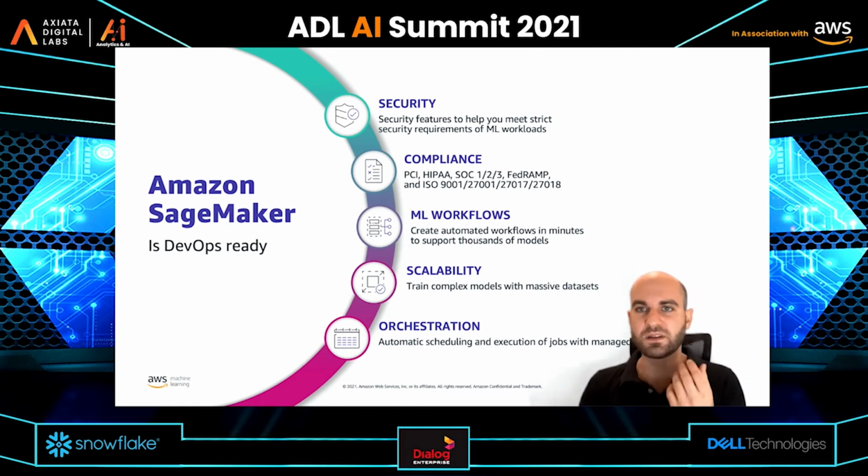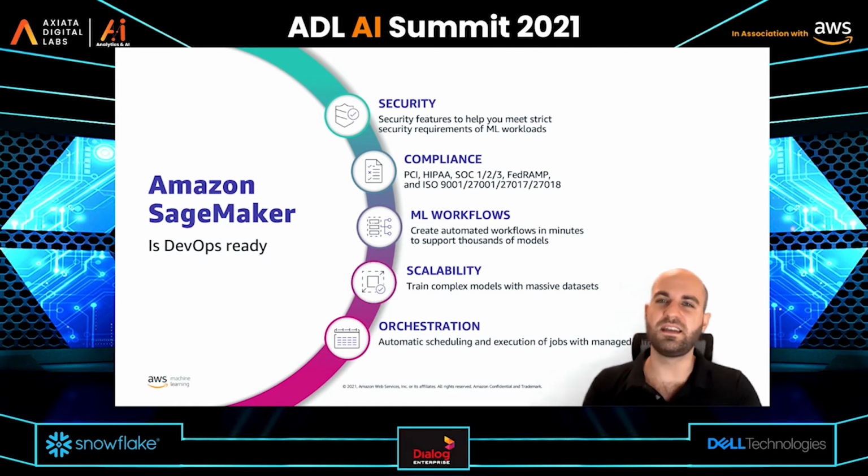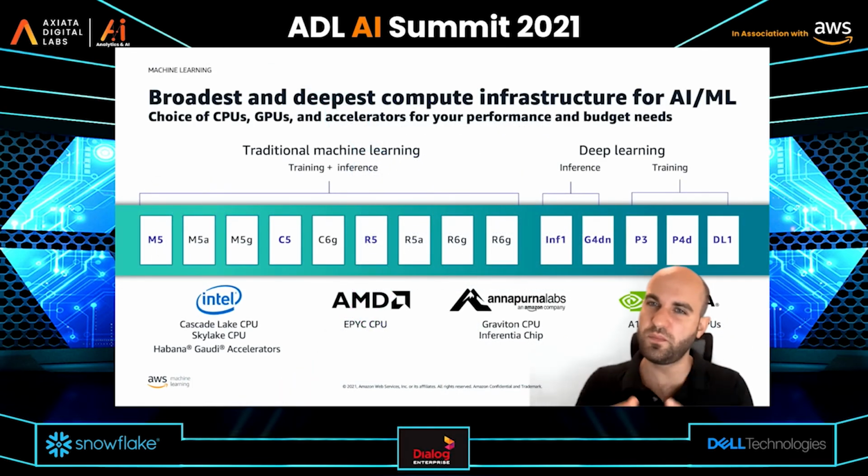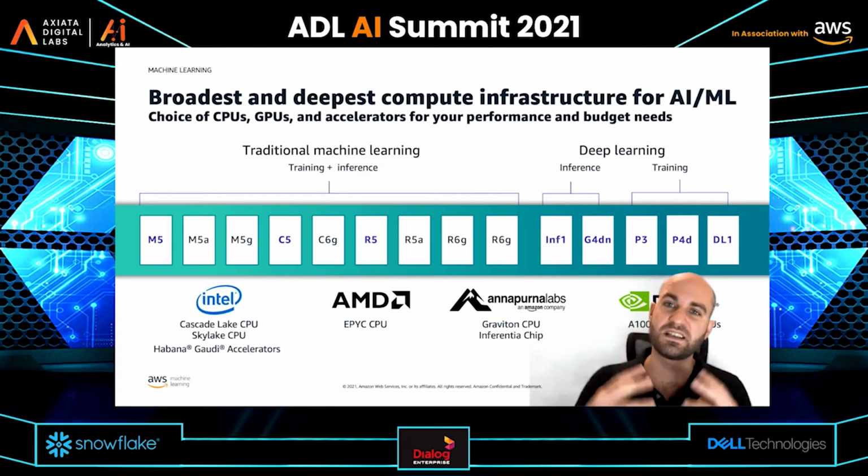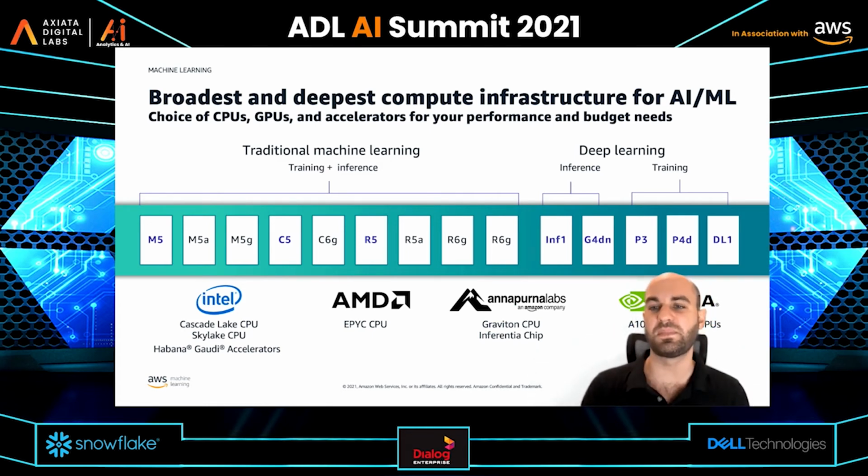Now, I talked a bit about training on the underlying infrastructure. Let's zoom into that just for a moment here, because with AWS, you actually get access to the broadest and deepest amount of compute infrastructure specifically for artificial intelligence and machine learning. So you have a full flexible choice between a variety of different CPUs, GPUs, and even specific chipsets and accelerators that have been built just for deep learning capabilities.